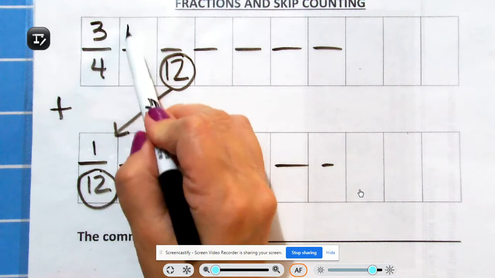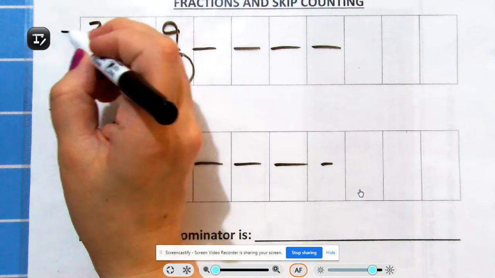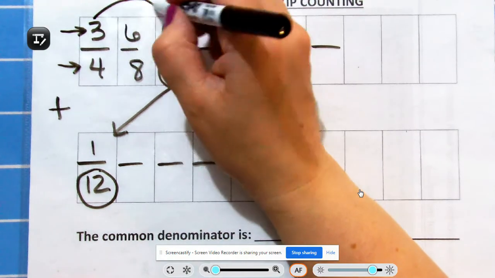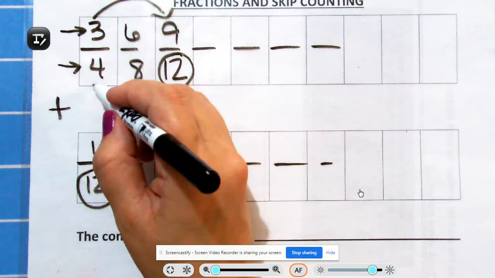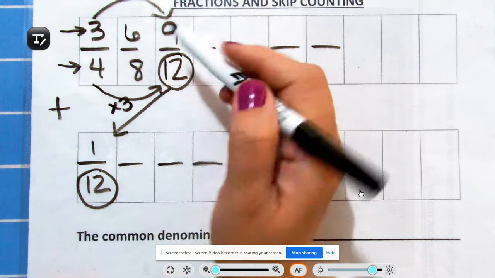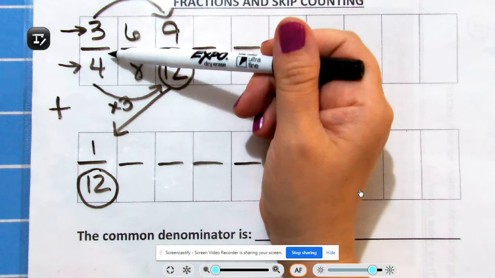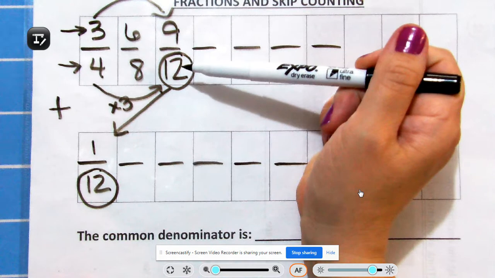3, 6, 9. We were counting by threes and counting by fours. Or you can multiply the numerator and denominator by a fraction that is equal to 1 whole, in this case 3/3, and you get 9/12. 9/12 is equivalent to 3/4. So instead of using 3/4, we can use 9/12. They have the same value.